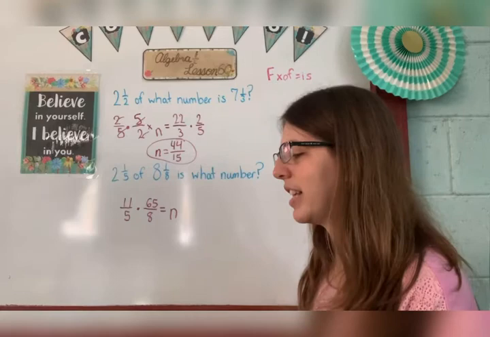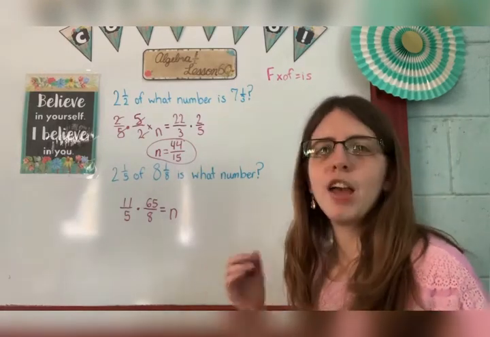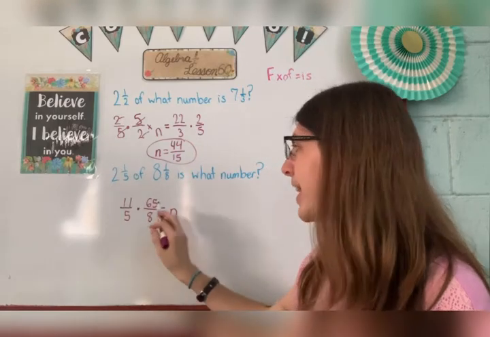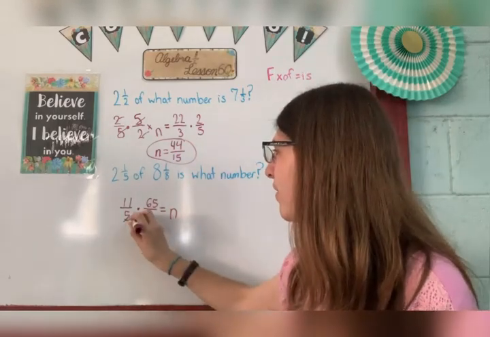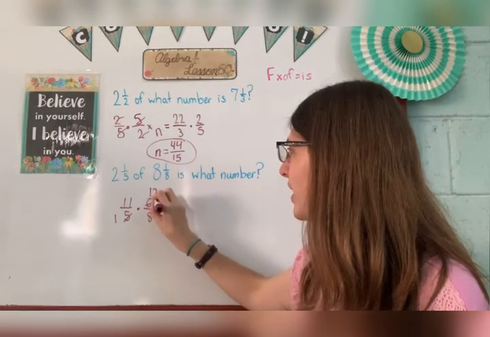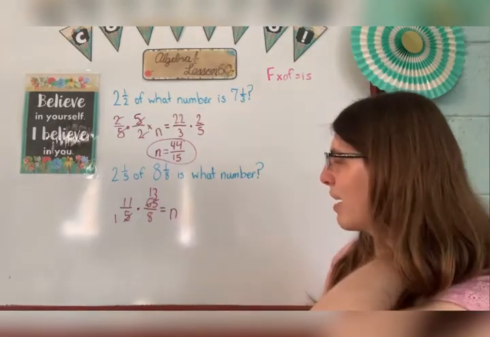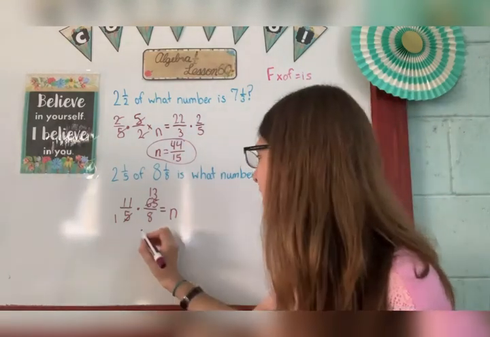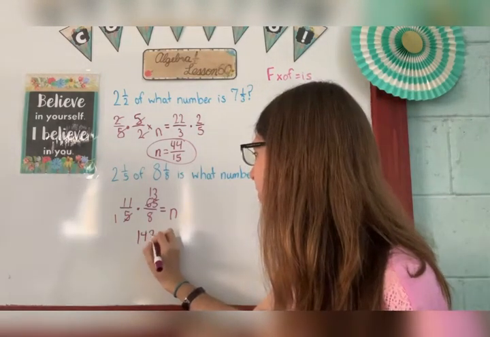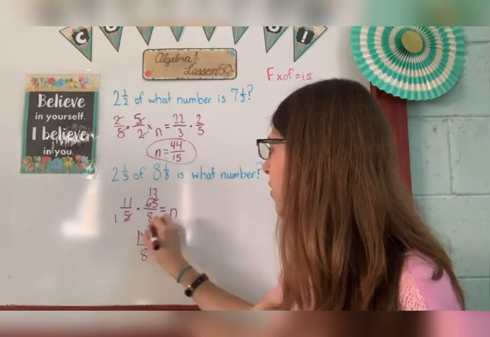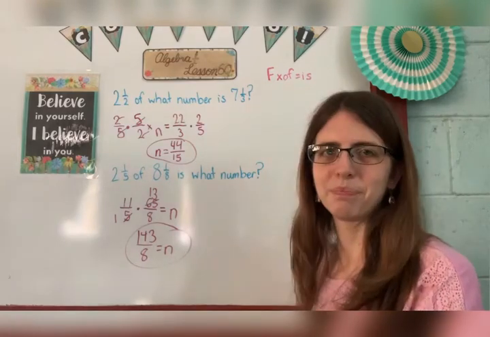Okay, so let's check to see if there's anything that we can simplify before we multiply. Well, I can't with the 11 and the 8, but I can with the 5 and 65. 5 goes into 5 one time, 5 goes into 65 13 times. Now I can multiply. My numbers are a little smaller and easier to work with. 11 times 13 is 143. And 1 times 8 is 8. So that is my number.